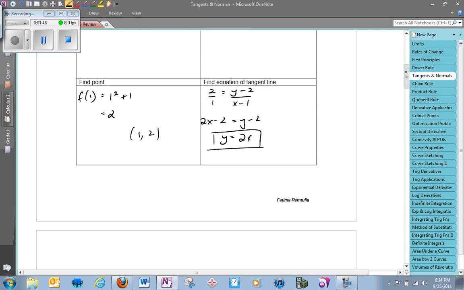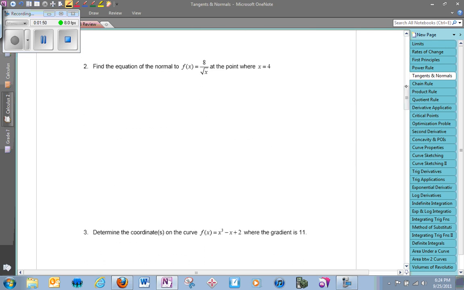All right, next question here. Determine the equation of the normal. So first of all, circle, highlight, underline that part of the question because that's the most important part of the question, to the function where x is equal to 4.